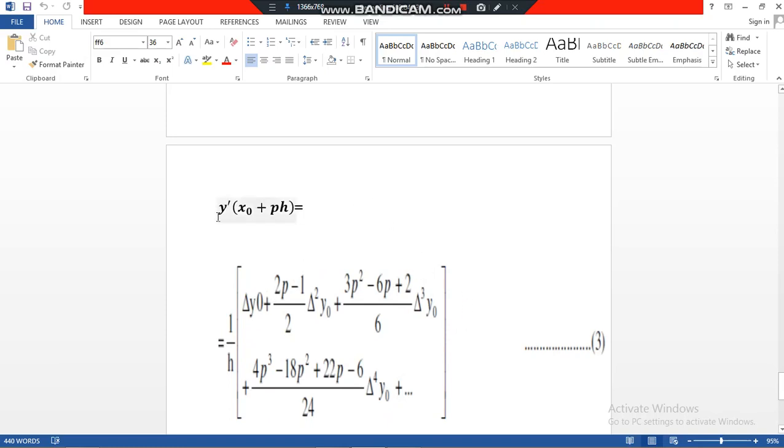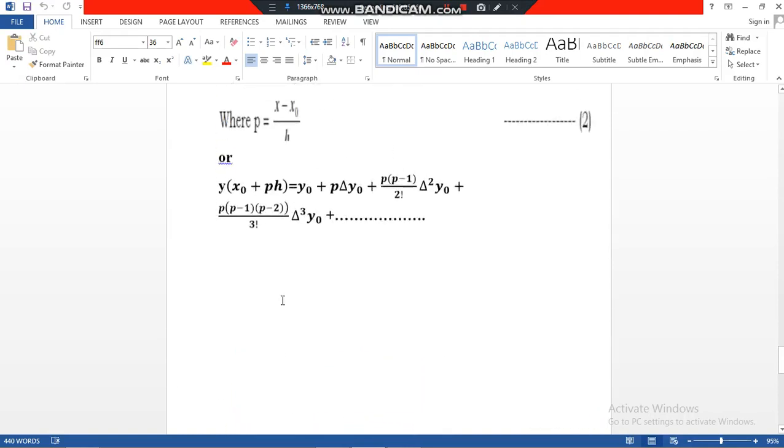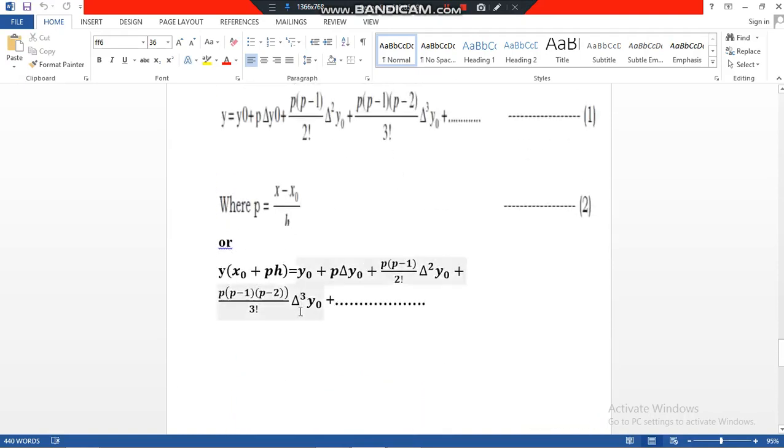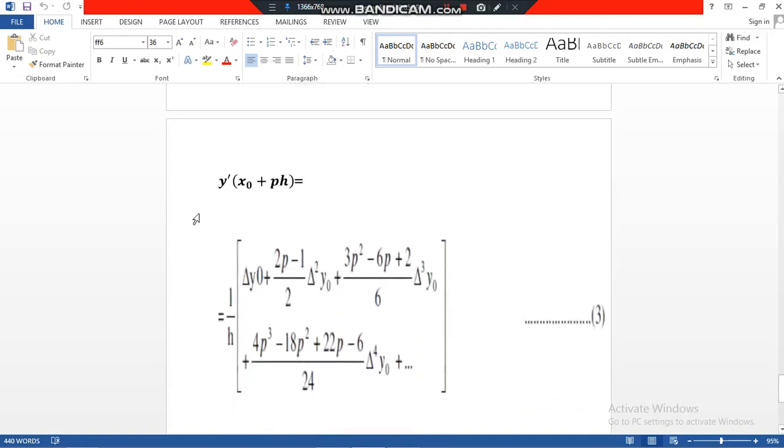So with the help of this series we can easily calculate the first derivative of y. Del y naught, del square y naught, del cube y naught, all these we can obtain by constructing the forward difference table, which I have told you in my earlier videos. H is the interval of differencing, and p is the parameter which we can calculate by this formula, x minus x naught by h. Putting all these values here, we can easily calculate the first derivative of the function at a particular point of x.